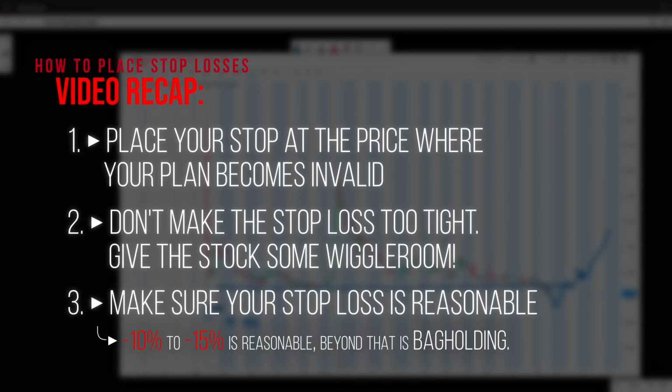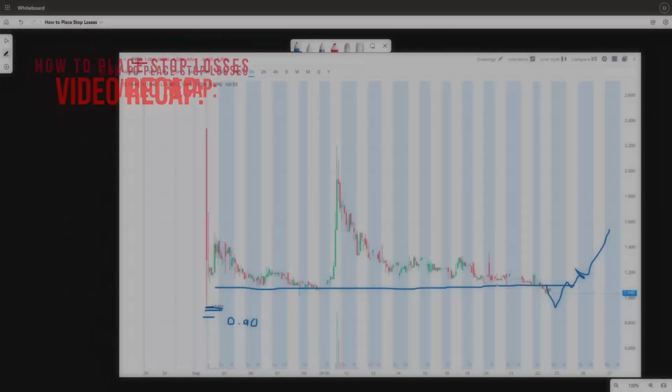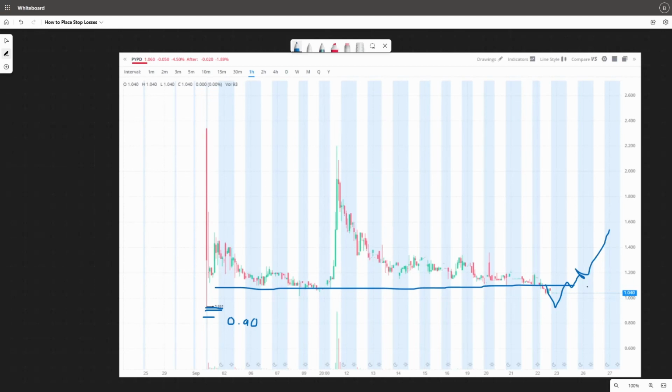Finally, number 3, you want to make sure your stop loss is a reasonable amount. 10 to 15% is a good guideline for your maximum stop, and you just have to be aware of what you're risking when you enter a stock. You don't want to be entering the stock at 1 and have your stop loss at 60 cents, because you'll just be losing 40% of your money when you enter it. So make sure you place it at a tight area.